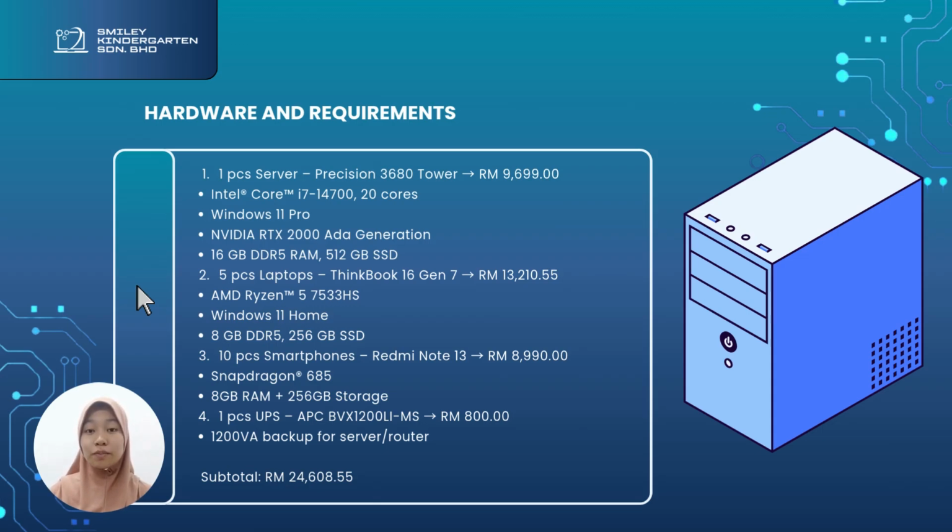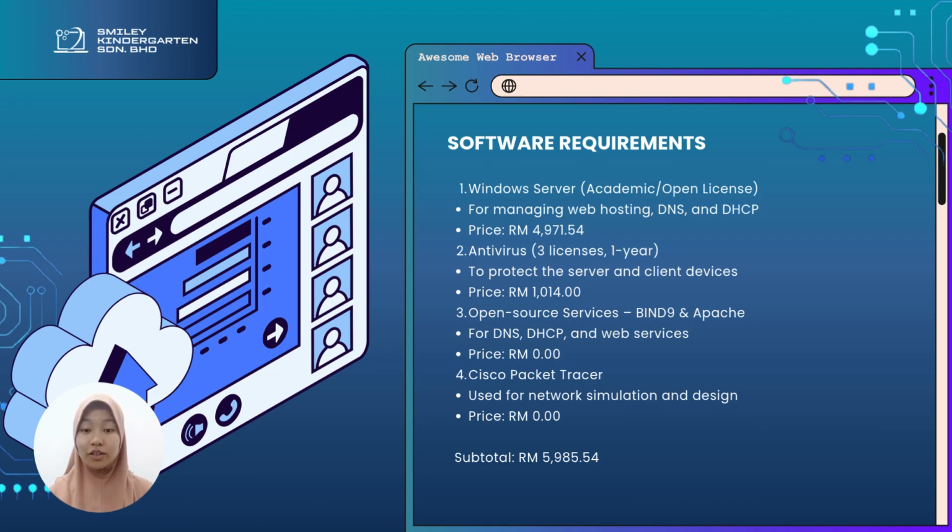Next, the hardware requirements. The hardware is chosen based on performance, reliability, and cost-effectiveness for a small educational setup. These items will be used by staff and children at the kindergarten. We include 1 piece server, 5 pieces laptops, 10 pieces smartphones, and 1 piece UPS. The total cost for the hardware requirements is RM24,608.55.